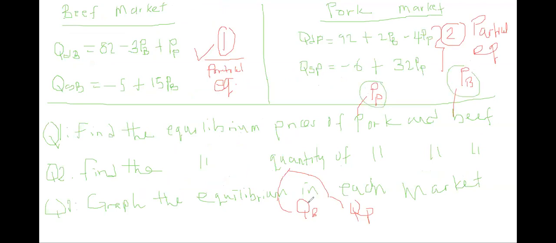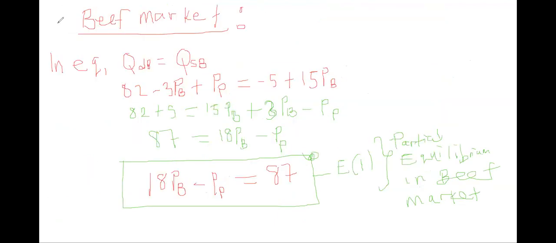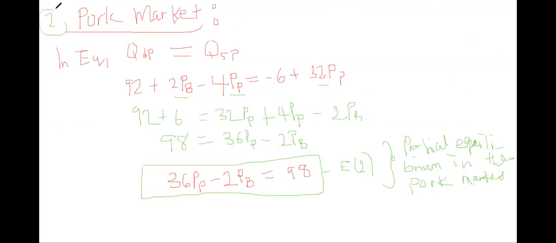and also the quantities, then we craft. So first thing what we did was we looked at the partial equilibrium in the beef market. Then we have this equation which we will need. From there we looked at the partial equilibrium in the pork market. We have this equation. So equation 1 and equation 2, this is what we need to solve our questions. So we go further.